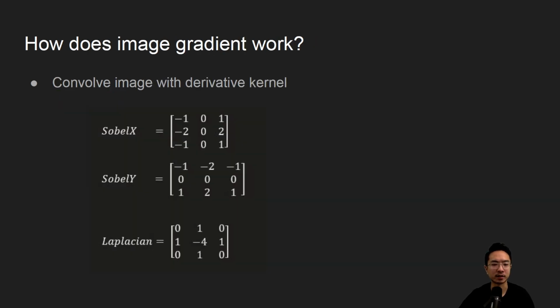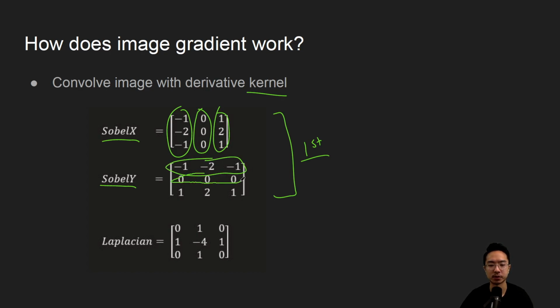So how does it work exactly? You have a filter that you convolve with, and what you convolve with is called a kernel. There are typically three different types, the more popular ones. You have the Sobel X and Sobel Y. These two are first order derivative kernels. Notice the structure here is negative 1, negative 2, negative 1, zeros in the middle, and then 1, 2, 1. For the Sobel Y, it's going to be the transpose, so it's going to be rows instead of columns.